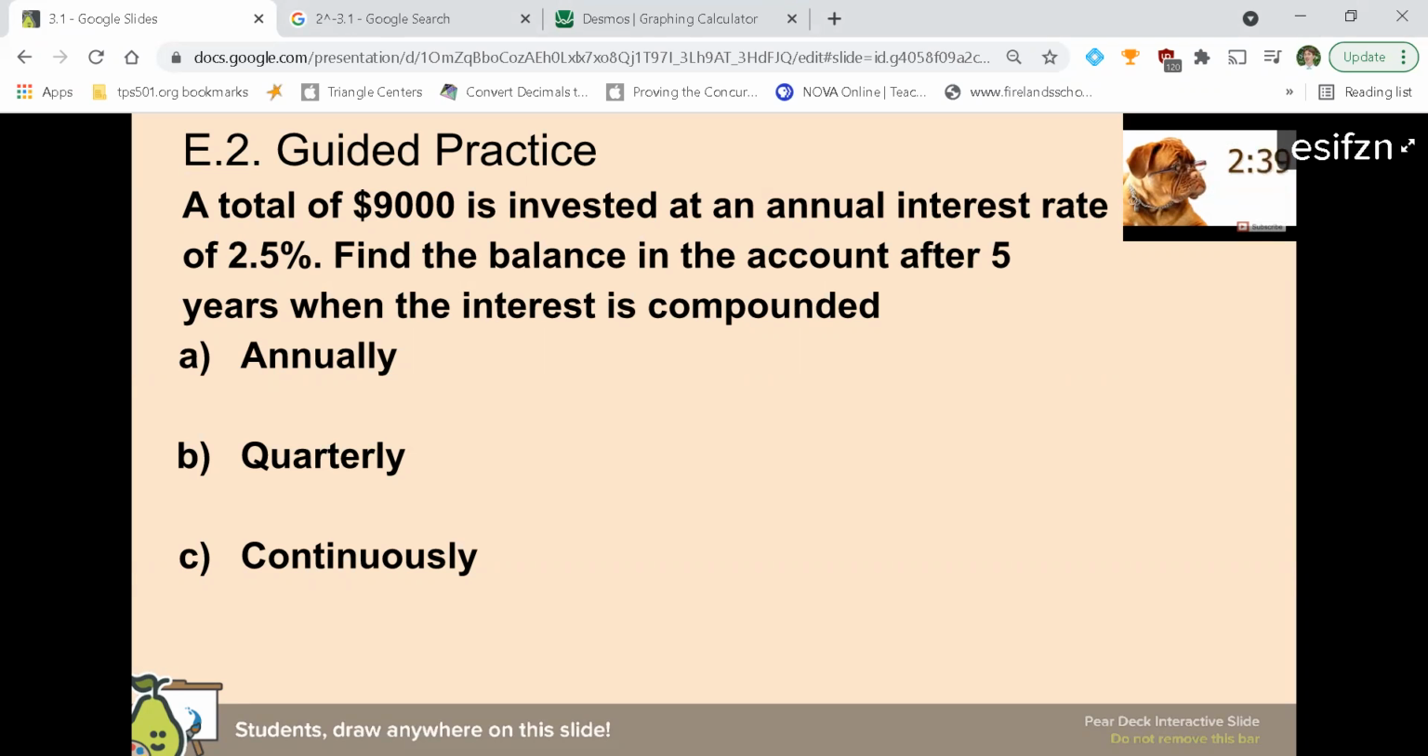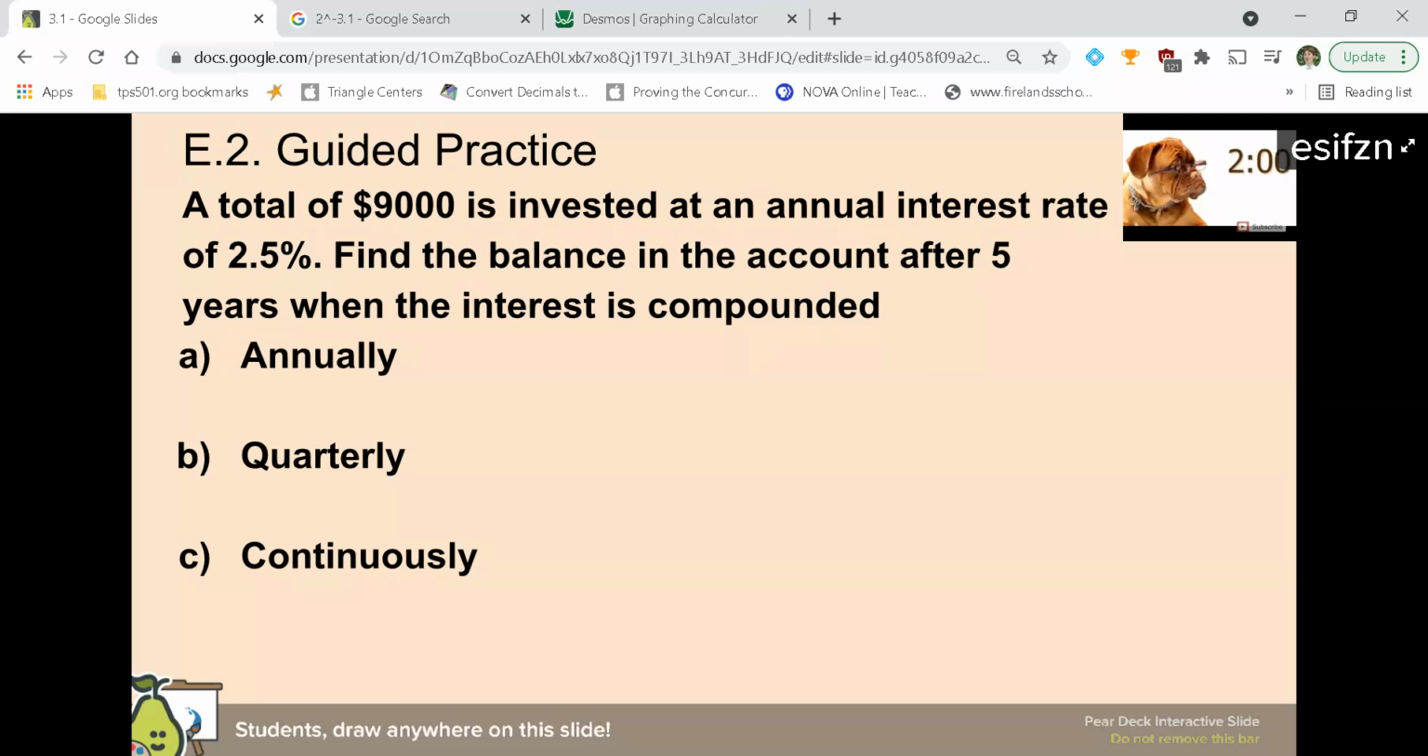I'll give you a hint after a minute. This problem will be on the quiz, by the way. Whenever we take a quiz, this will be on it.